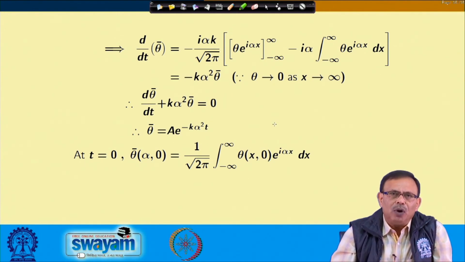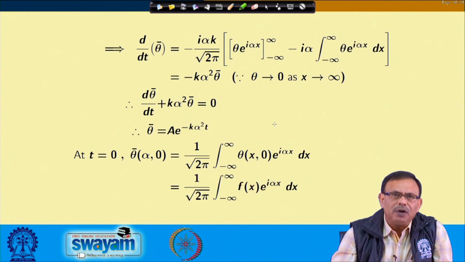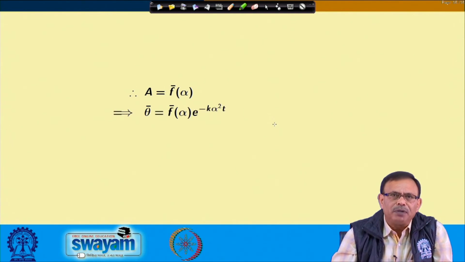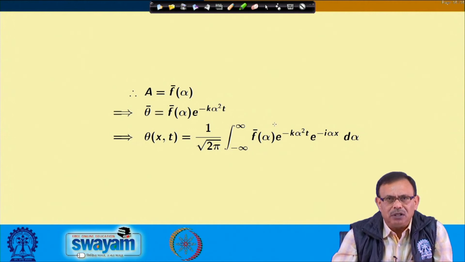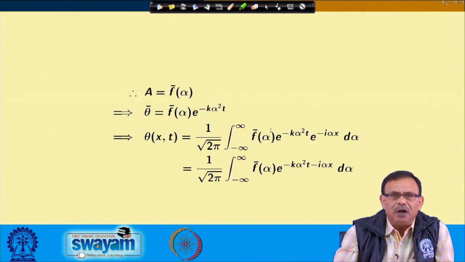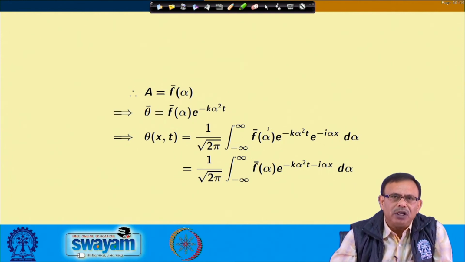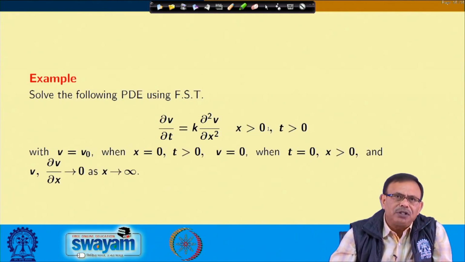This equals 1 by root 2 pi, integral from minus infinity to infinity, theta x 0 into e power i alpha x. Theta x 0 is known as f x, so I will obtain this, and this is nothing but f bar alpha, the Fourier transform of the function f x. Therefore, the value of a will be f bar alpha, and once I obtain f bar alpha, I can find theta bar equals f bar alpha into the e power function. So, theta I can write down as an integral like this, with f bar alpha into e power this function. And once I know f bar alpha, I can tell the value of theta x t.